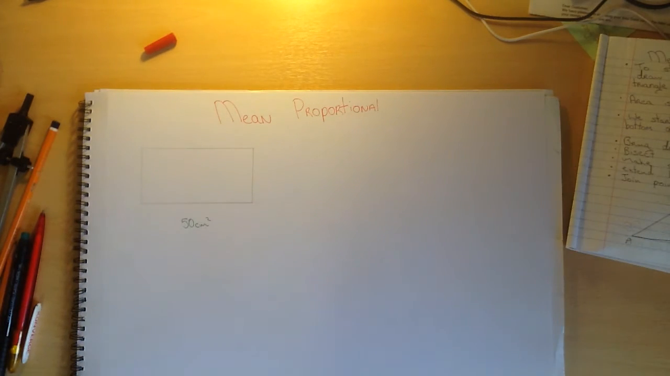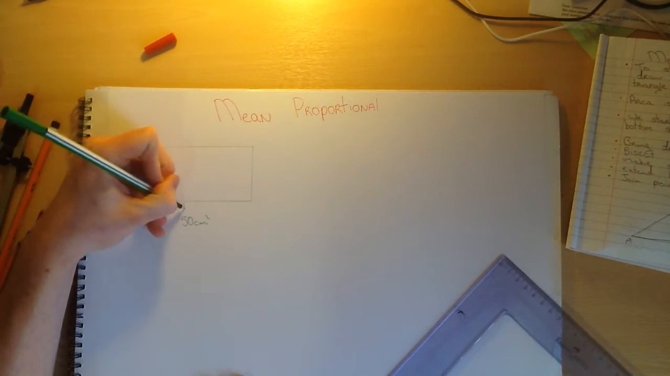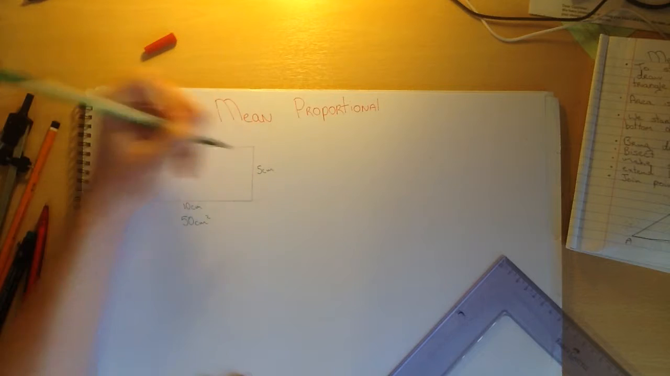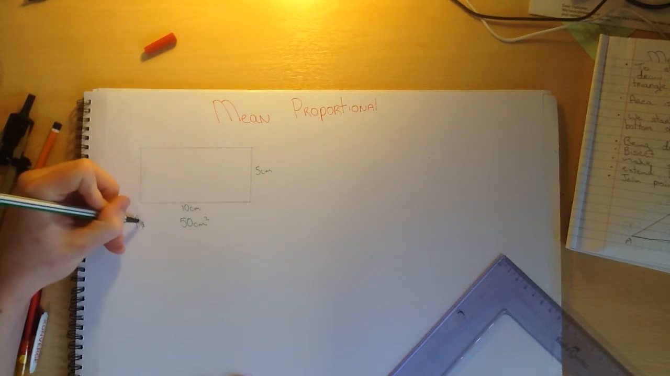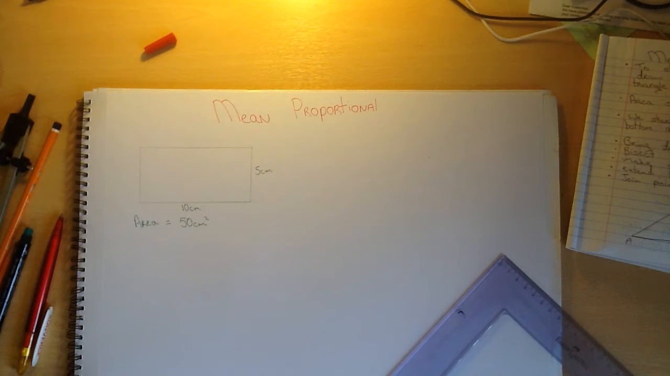How's it going? In this video I'm going to talk about the mean proportional, and I'm going to construct a square from this rectangle here of equal area. So this rectangle that I've already constructed is 10 centimeters by 5 centimeters, and the area is equal to 50 centimeters squared.